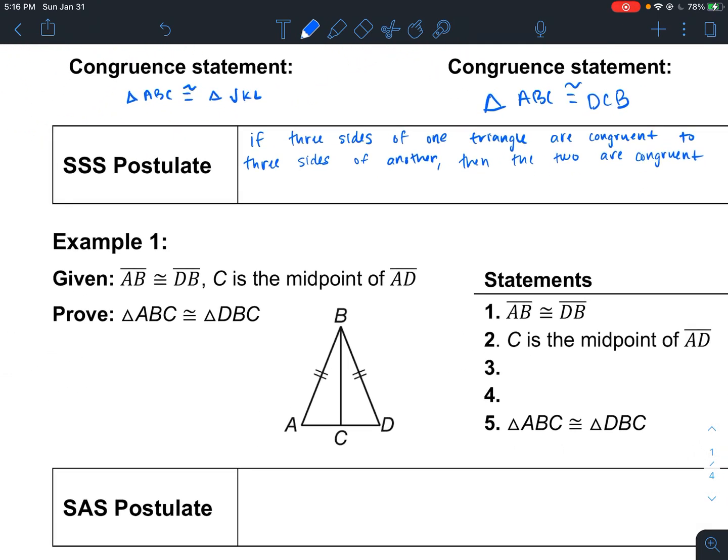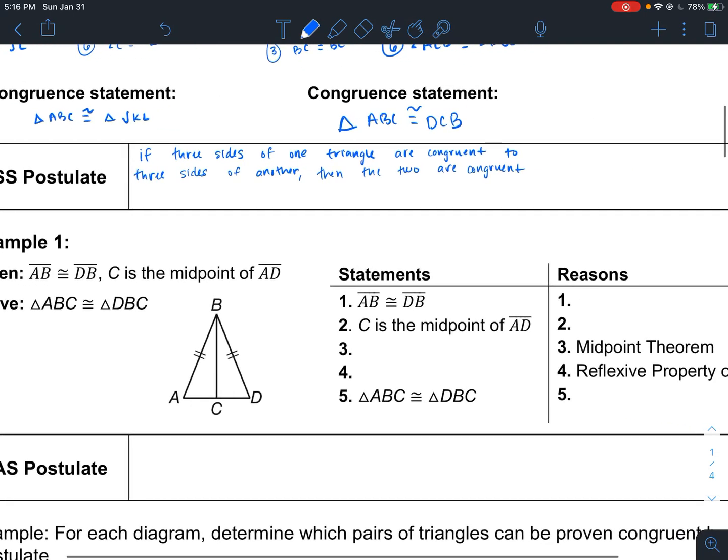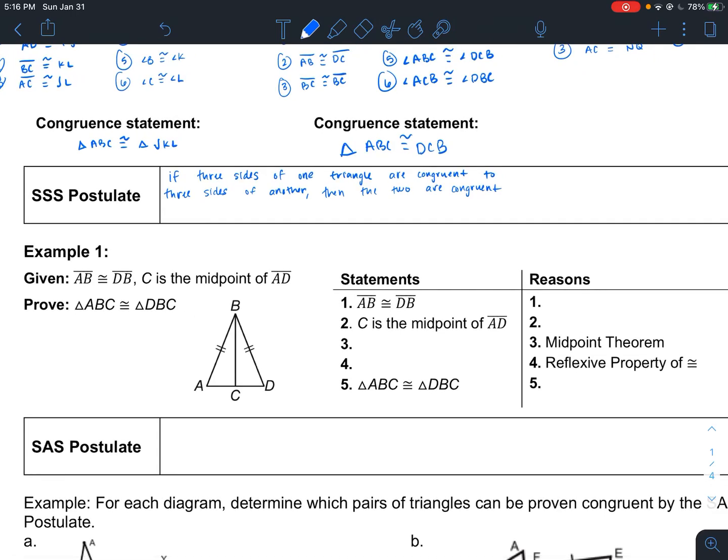So let's go over this example right here. Now in this example, there are some theorems that we will use that we haven't yet talked about, and I apologize for that. We haven't talked about them, and we will talk about them soon. Okay, so in this first example, it says that line segment AB is congruent with DB. C is a midpoint of the line segment AD, right there. And we want to prove that these two triangles are congruent. So here we have a partially completed two-column proof, and we just need to fill in the rest.